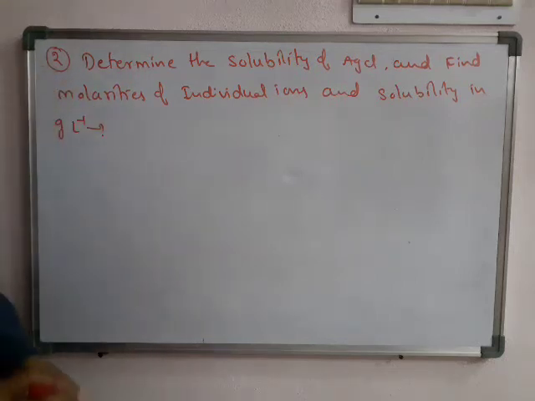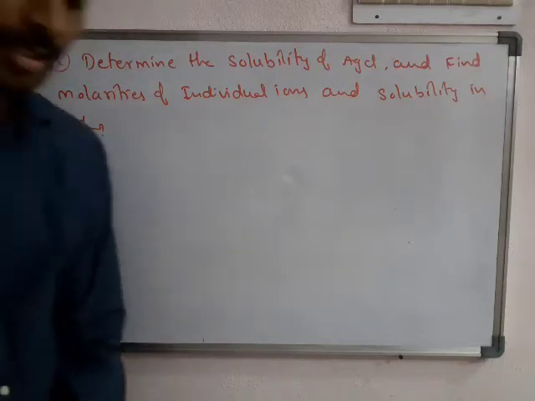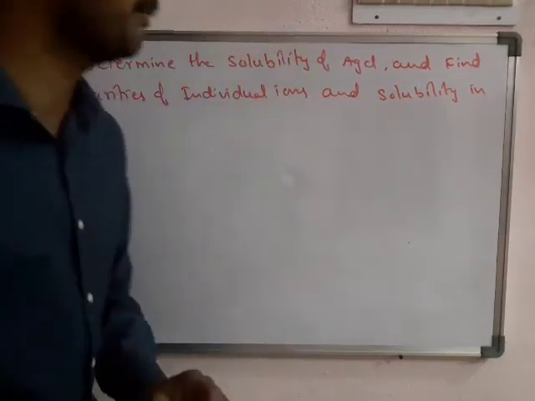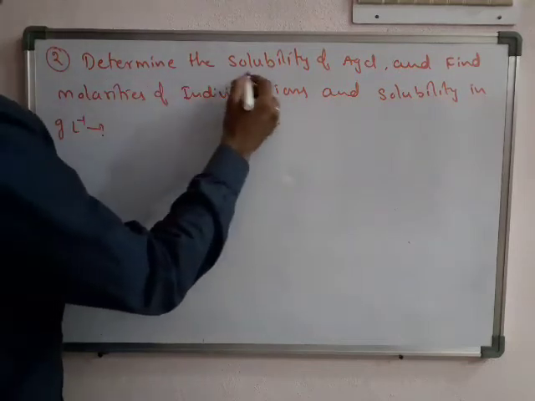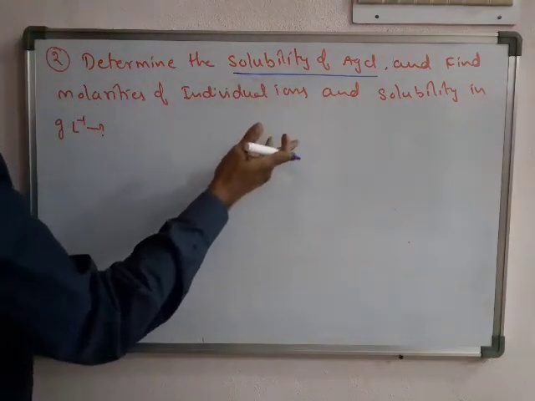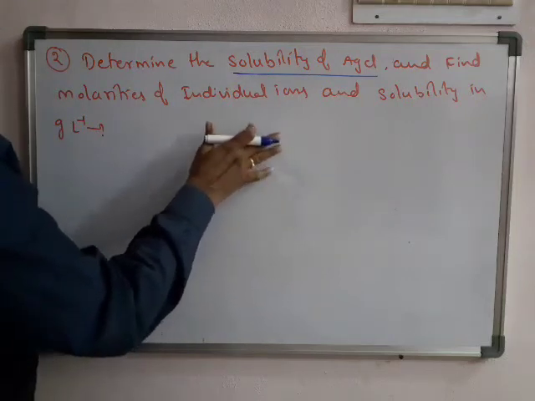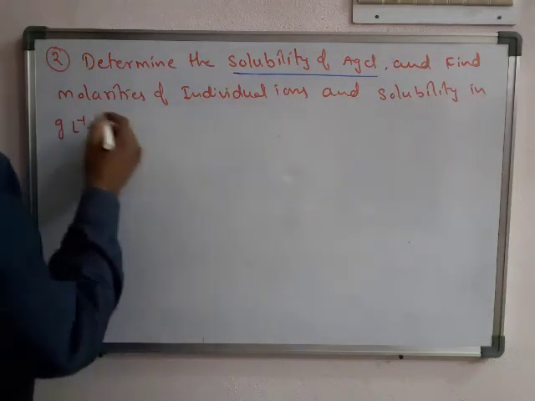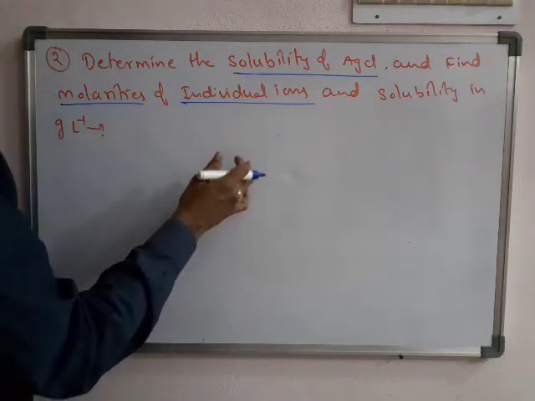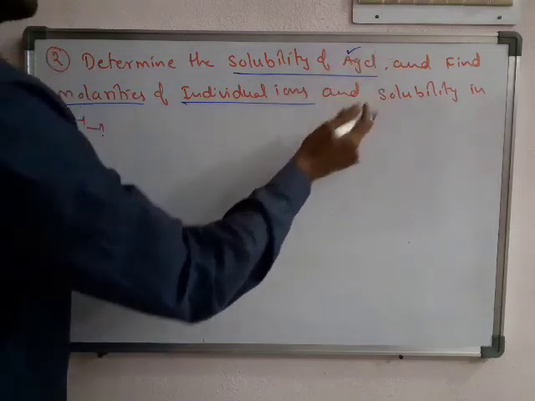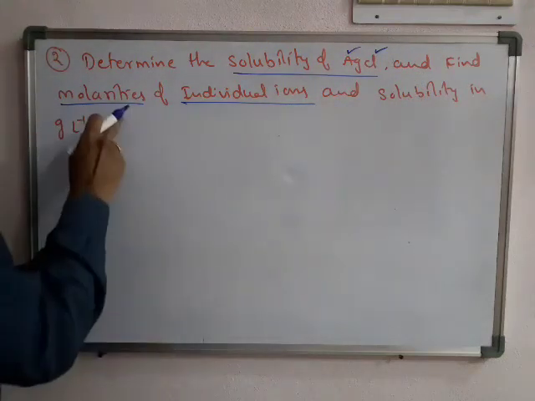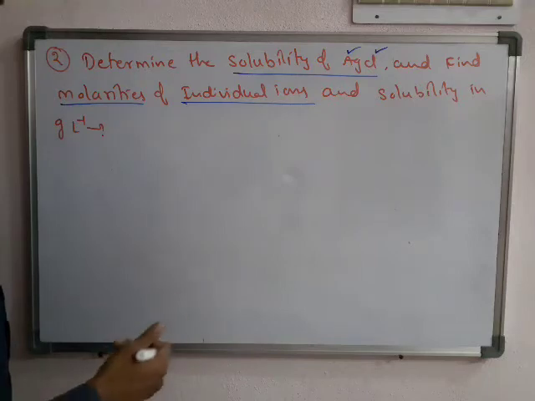There are totally three types of problems here. Determine the solubility of AgCl. General solubility is in terms of moles per liter. Continuing the question, we have to find the molarities of the individual ions also, meaning Ag+ ion concentration and Cl- ion concentration. Molarity means nothing but moles per liter.